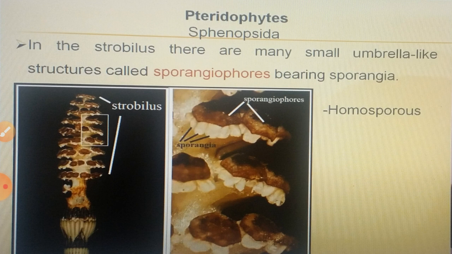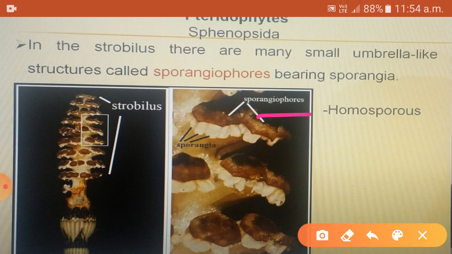Equisetum also has strobili at the apex of the stem. In the strobilus, there are many small umbrella-like structures called sporangiophores. You can see here in the image. The sporangiophores bear sporangia. The sporangia are seen in groups of 5 to 10 along the margins of each sporangiophore. Like Selaginella and Lycopodium, Equisetum is homosporous, which means that it produces only one type of spore.